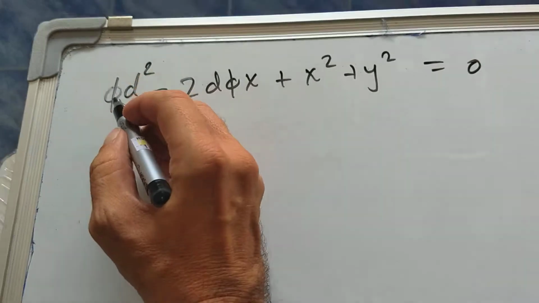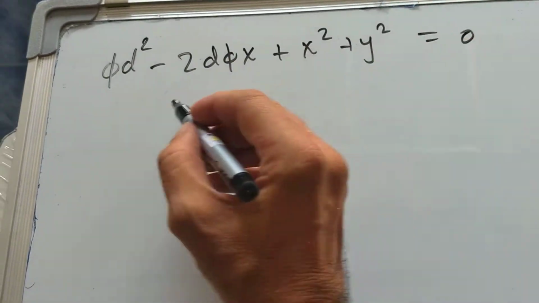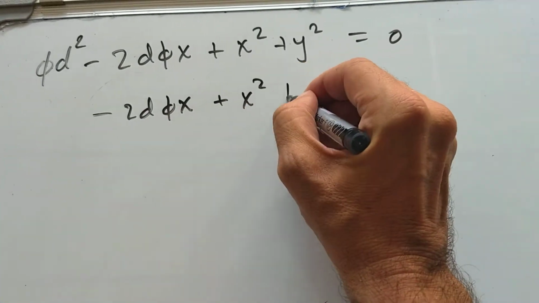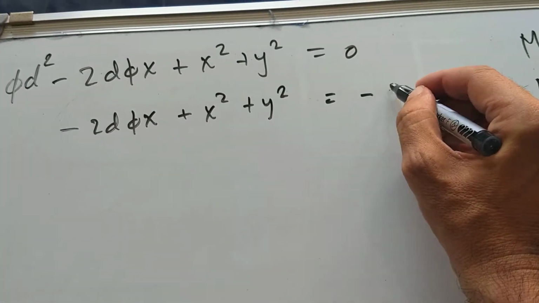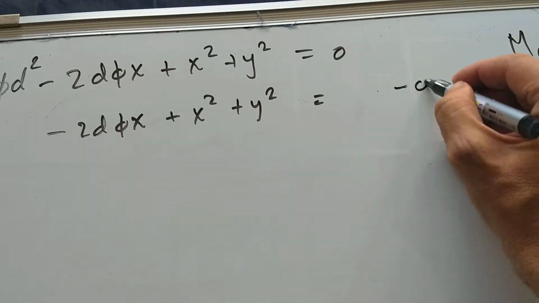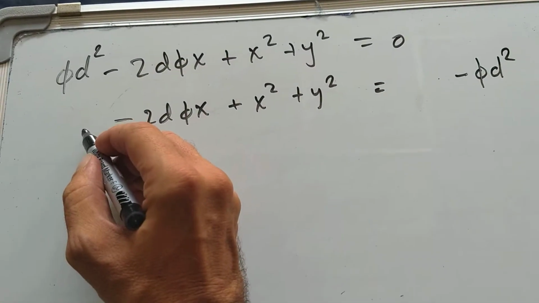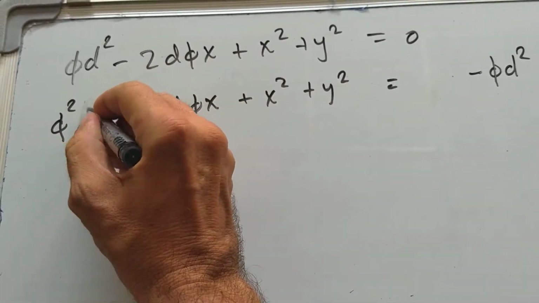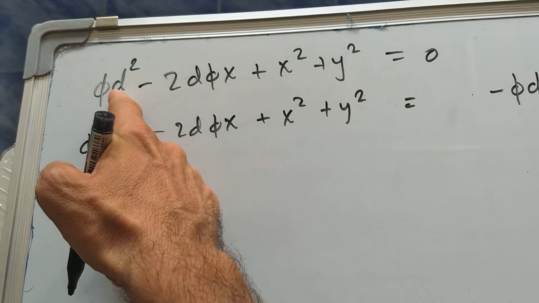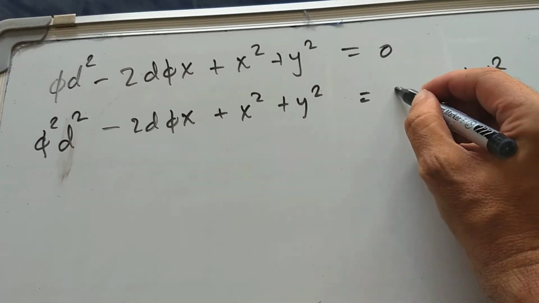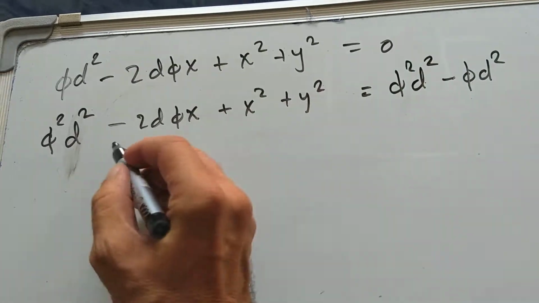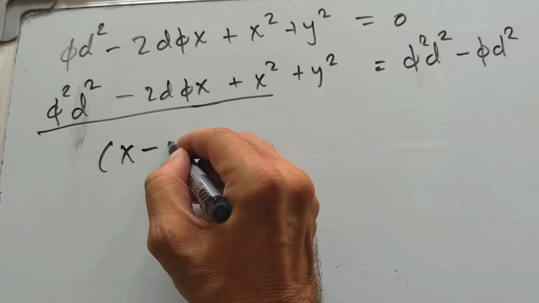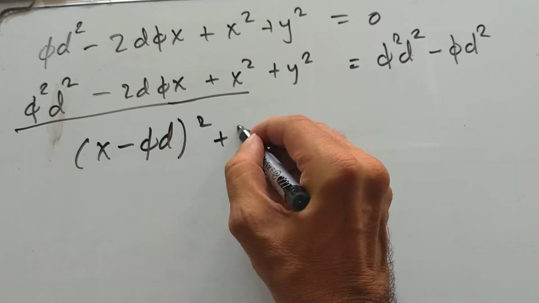All right, phi d squared minus 2d phi x plus x squared plus y squared is 0. This thing is not square, so let's get rid of it, bring it to the other side. Minus 2d phi x plus x squared plus y squared is minus phi d squared. Now, let's add a square term, phi squared d squared. That's a square. This is a square, not this. We have to do it to both sides, though. Phi squared d squared. Now I can factor this into a square: x minus phi d, all squared plus y squared.